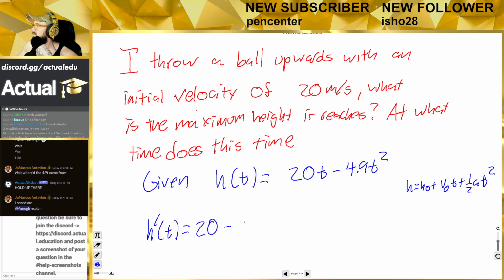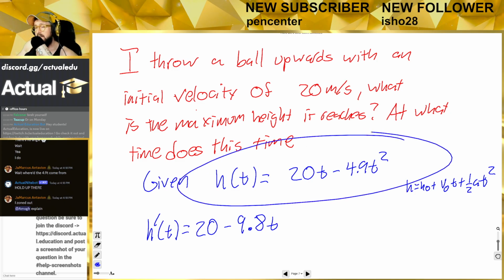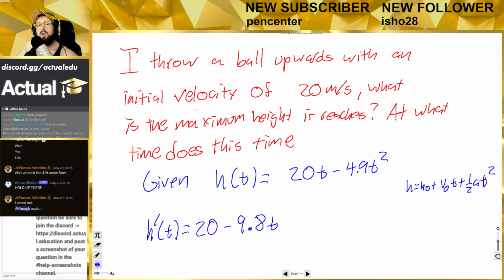So now what is 4.9 times 2? 9.8. Yeah, so we have 9.8t. Good. Exactly. Jamarcus is asking where the 4.9 comes from. When they do this in math, they don't tell you where it comes from. They just say that the height is represented by this equation. We'll show you later where this actually comes from, why it's minus 4.9. But in math, they're just going to give you the function. They're not going to tell you why.